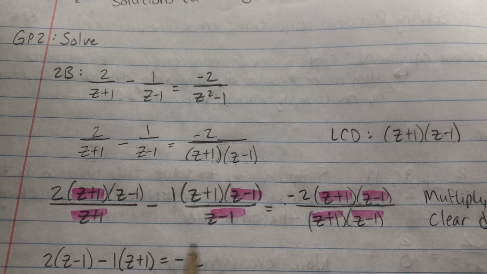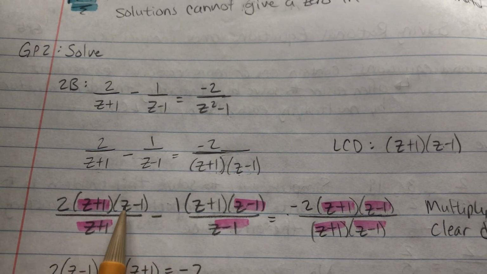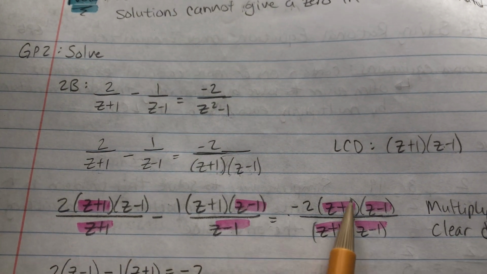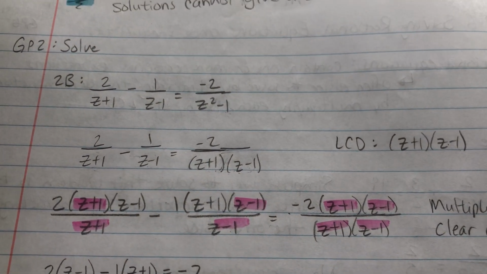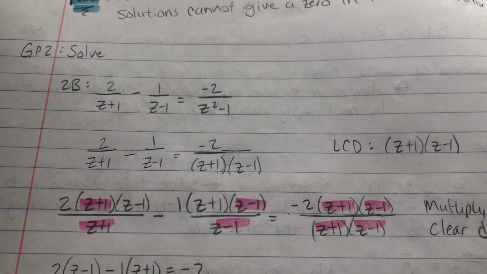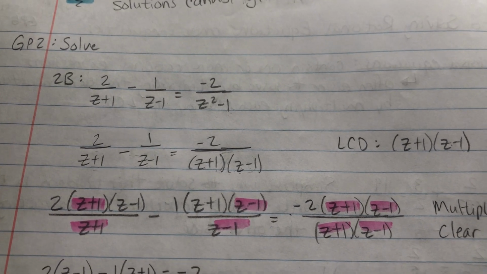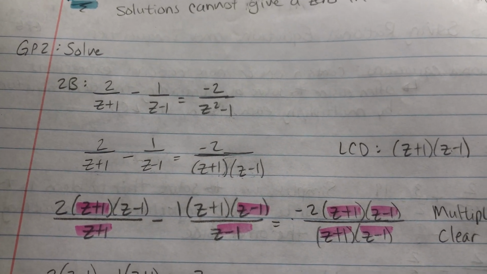So if we're ignoring the pink, we rewrote every fraction, but we included a z plus 1, z minus 1 in every numerator. This is slightly different from the adding and subtracting lesson of 8.2, because we're not rewriting them all to have the same denominator. We're multiplying everything by the same value.